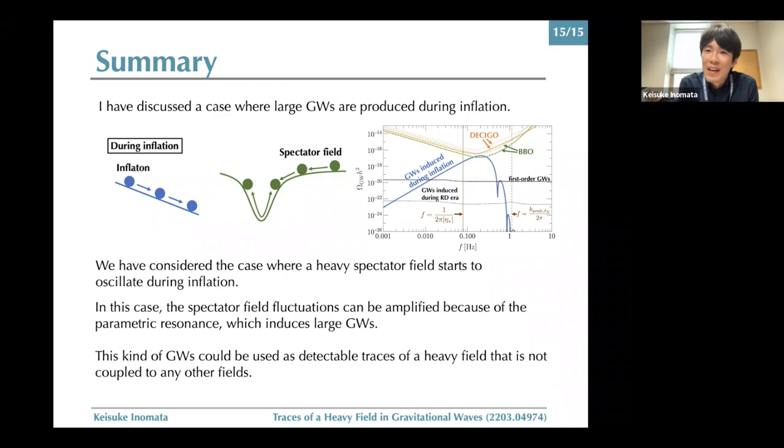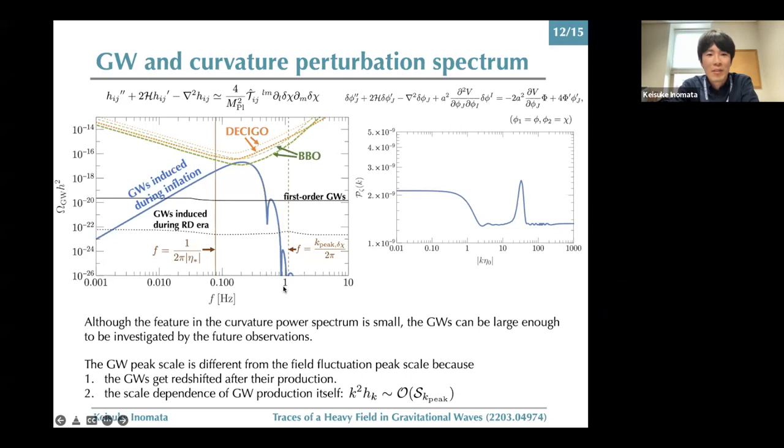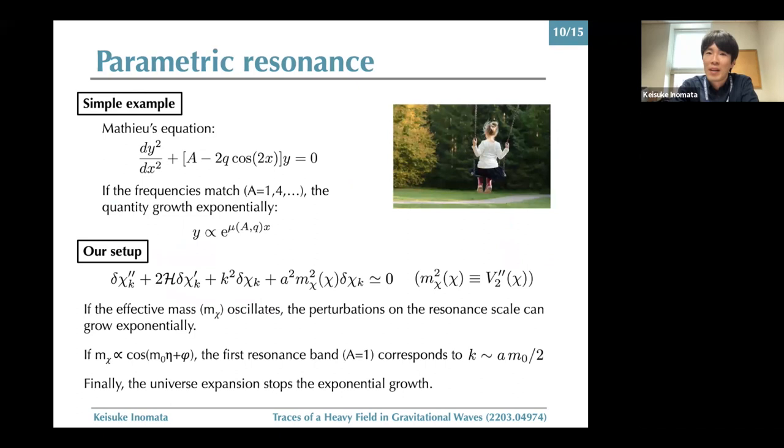I think if there is a coupling between the spectator field fluctuation and the inflaton, then in that case the curvature perturbation can be enhanced. I think there are some papers that discuss such kinds of scenarios. That's an interesting point.